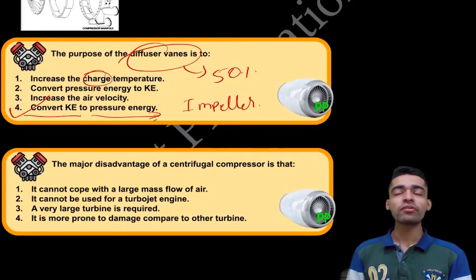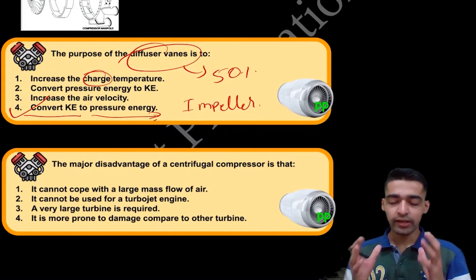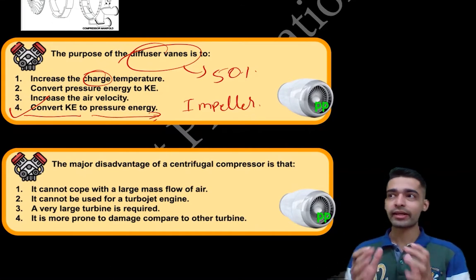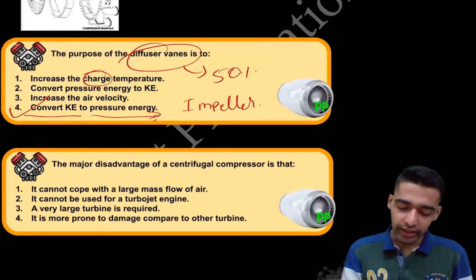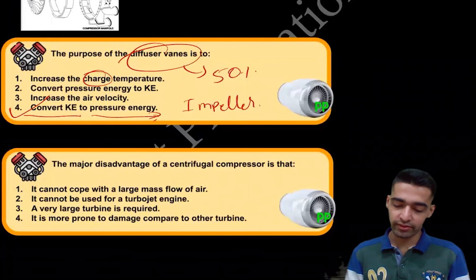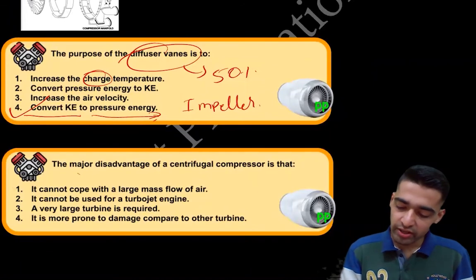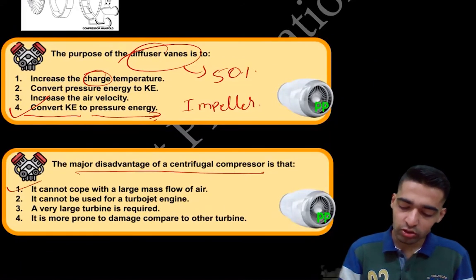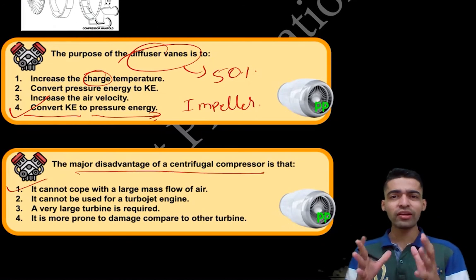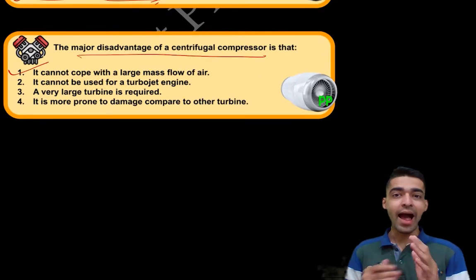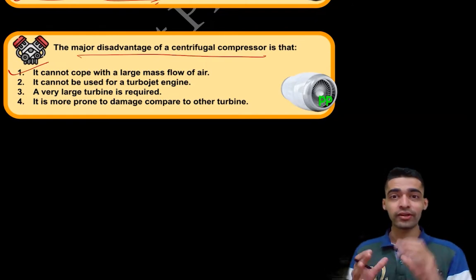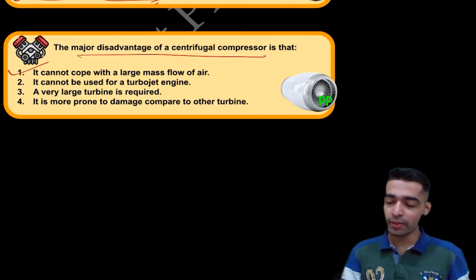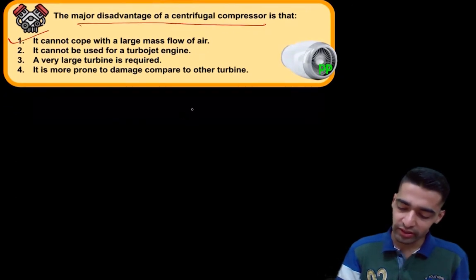It is because it cannot take a large mass of air. It cannot comprehend a large mass of air. That is the reason it is not used in big planes. So the major disadvantage of a centrifugal compressor is that it cannot cope with a large mass of air. As you can see, it is a disc, right? An axial flow compressor will be able to compress very nicely because the air is able to pass through it. So more air will be able to pass through it. Whereas in the case of a disc, what will happen?